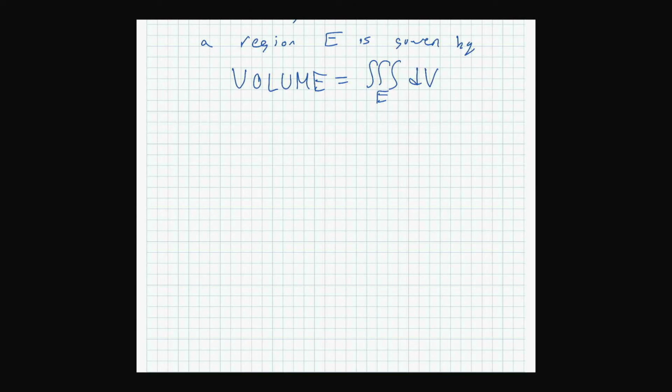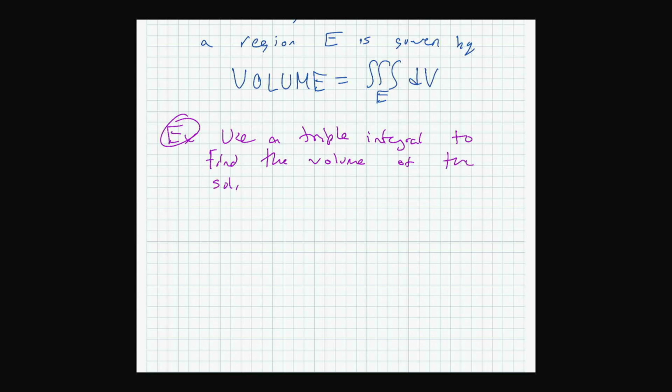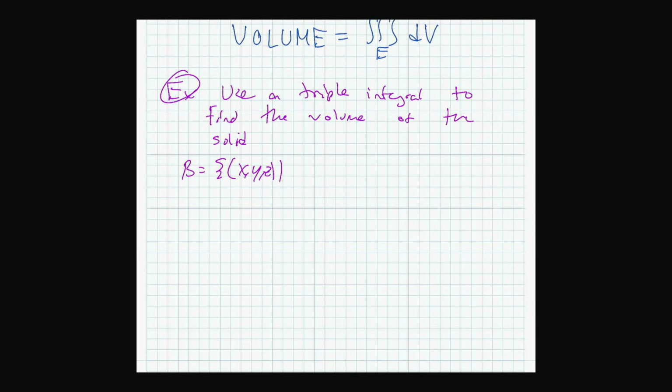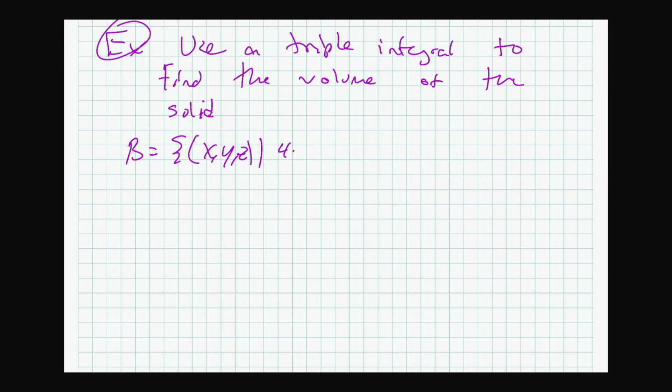This is starting in rectangular, so it's at least different. Example. Use a triple integral to find the volume of the solid B equals the set of x, y, z such that 4x squared plus 4y squared plus 4z squared less than 72. It says spherical coordinates. I didn't write that. Oh, it looks like a ball. Oh well. Y less than 0, z less than 0. So that's going to be maybe a different section of the ball than we're used to.